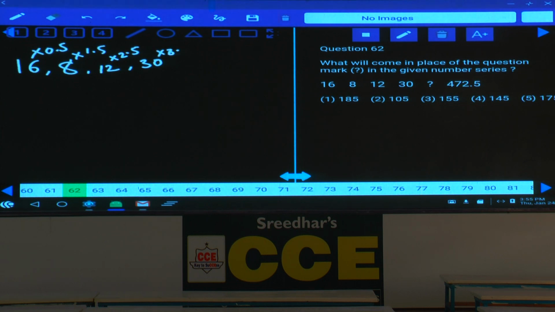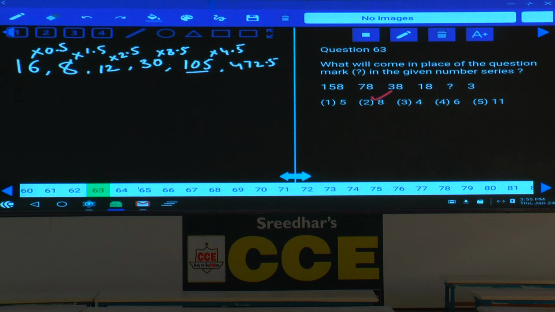Into 0.5, 1.5, 2.5. Next one is how much? 30 into 3.5. What is 30 into 3.5? 90 plus 15, that is 105. And 105 into 4.5 is 472.5. Then what is the missing number here? 105 is the missing number, that is given in choice 2. The given numbers are multiplied with 0.5, 1.5, 2.5, 3.5 and 4.5. Question number 62.